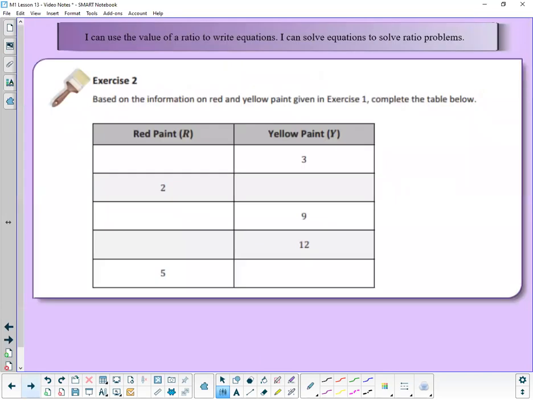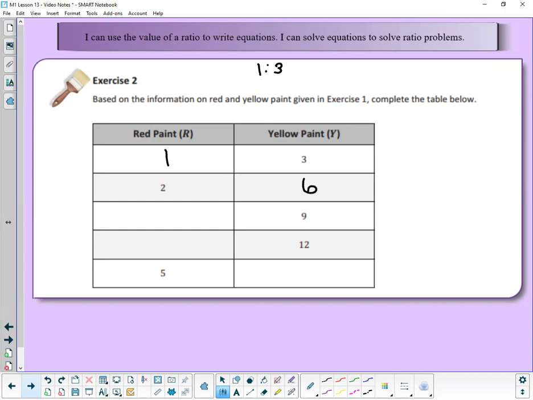All right. Based on the information on red and yellow paint given in exercise 1, complete the table below. All right. So initially it said that, remember, it was a 1-to-3 ratio. That means I have 1 gallon of red paint and 3 gallons of yellow paint. And if I have 2 gallons of red paint, well, 1 times 2 is 2. So I do 3 times 2, you get 6.